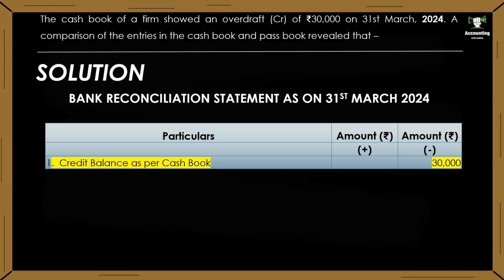First transaction: the cash book of a firm showed an overdraft credit of rupees 30,000 on 31st March 2024. What did I say? If the cash book or the passbook balance is given as overdraft, then we have to take it to the deductions column. So the bank reconciliation statement format is like this. Bank reconciliation statement as on 31st March 2024, and it has columns of particulars, amount plus, that is additions, and amount deductions. Here overdraft balance is given, so credit balance as per cash book, under the deductions column we have to take 30,000.